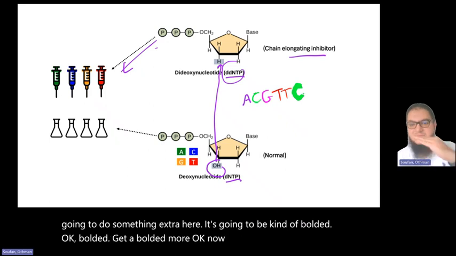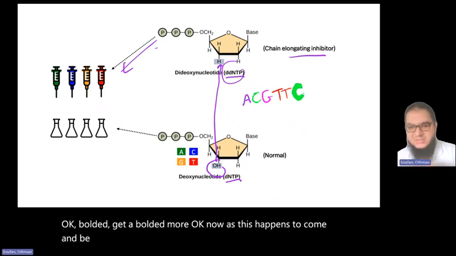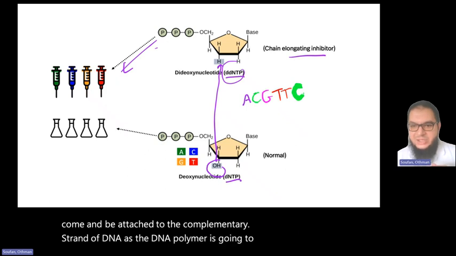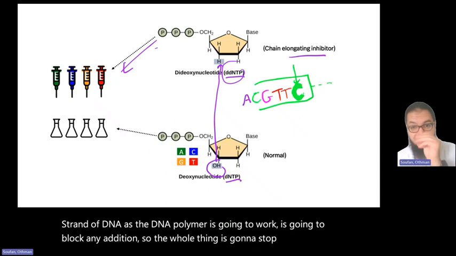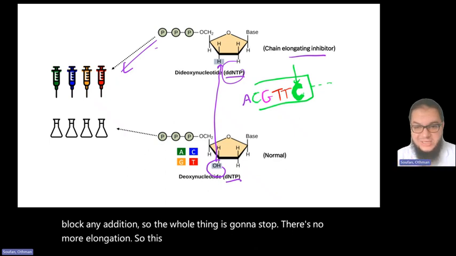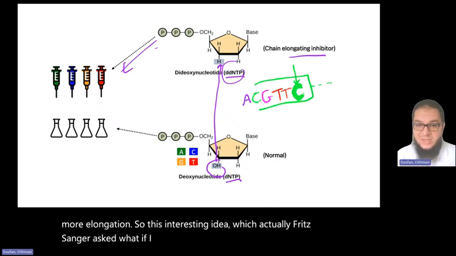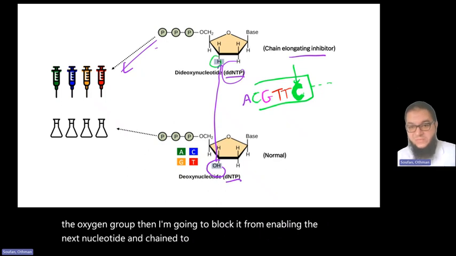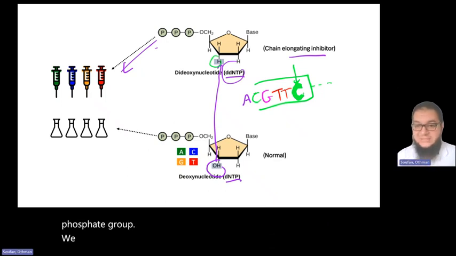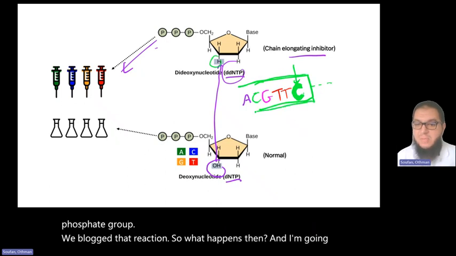Now, as this happens to come and be attached to the complementary strand of DNA, the DNA polymerase is going to be blocked from any addition. So the whole thing is going to stop. There's no more elongation. So this interesting idea, which Fred Sanger asked, what if I change the 3' here and remove the oxygen group? Then I'm going to block the next nucleotide in the chain from coming and binding to it through the phosphate group. We block that reaction. So what happens then is I'm going to end up with some read here.